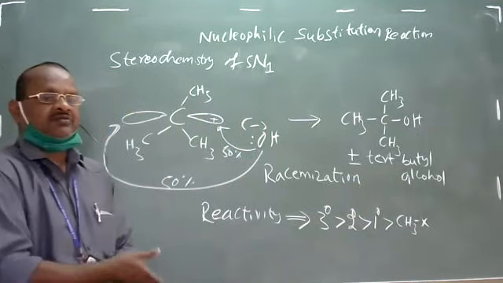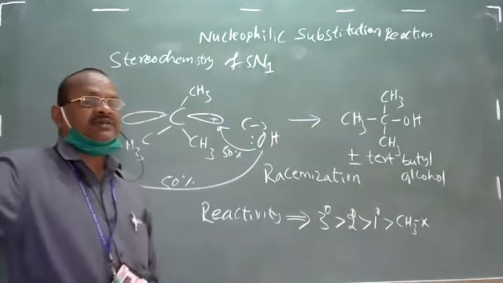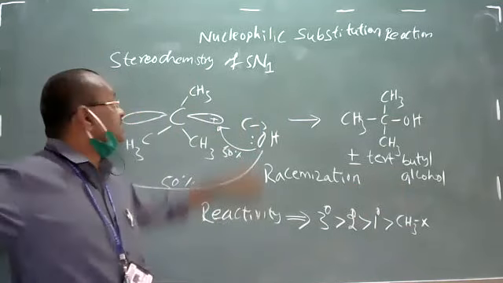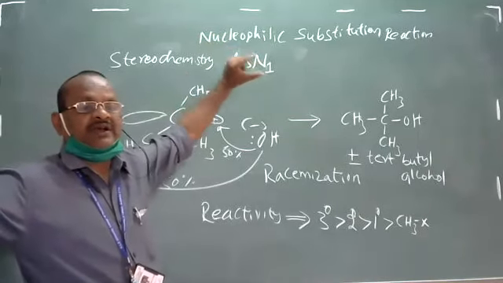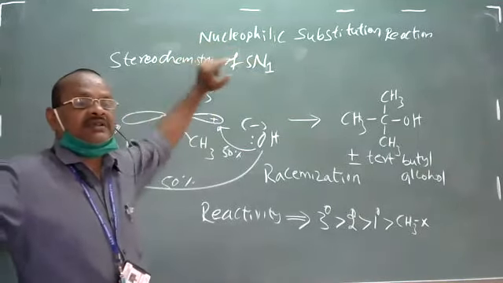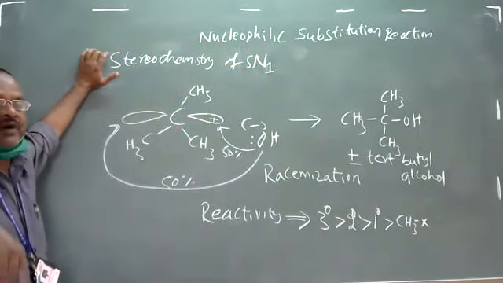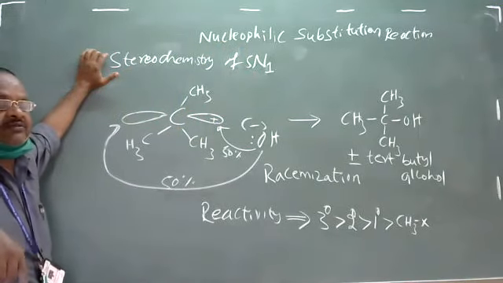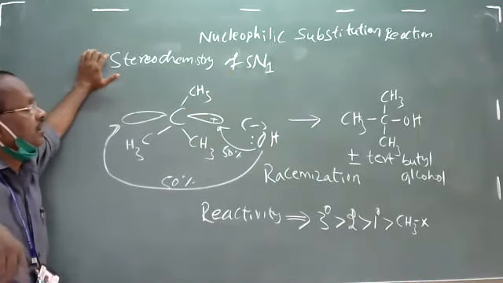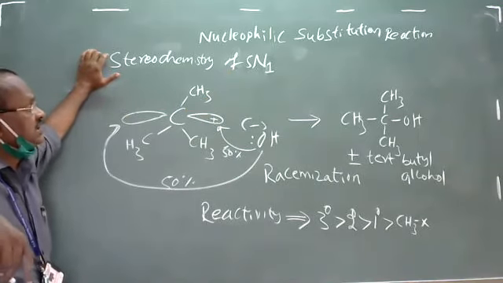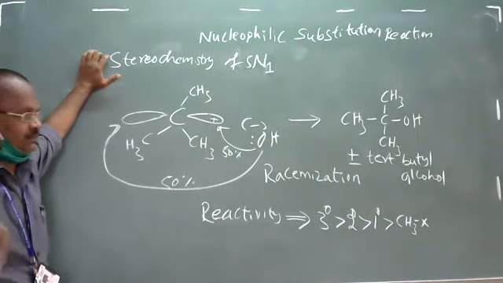I'll just summarize all this SN1 reaction once again. SN1 is the nucleophilic substitution unimolecular reaction. It is simply denoted by SN1, S, capital N, and 1. The definition is: tertiary butyl bromide reacts with a nucleophile OH to form tertiary butyl alcohol and a bromide ion. This reaction is known as nucleophilic substitution unimolecular reaction.